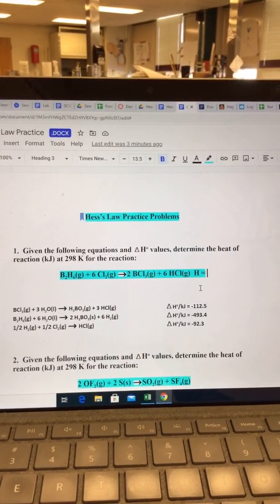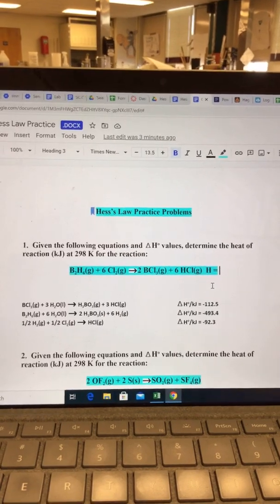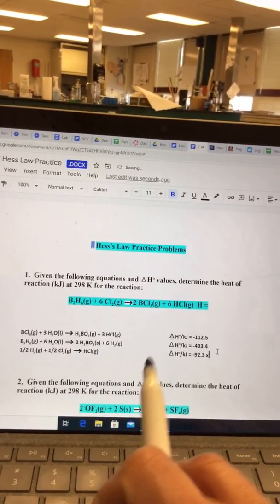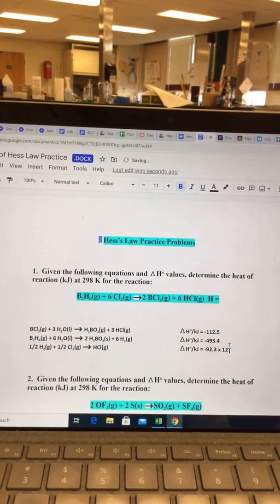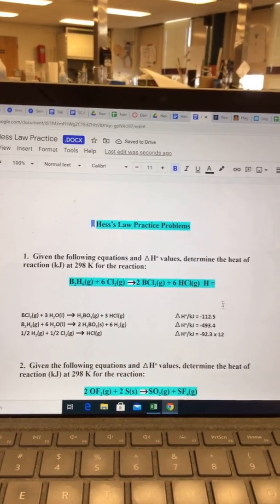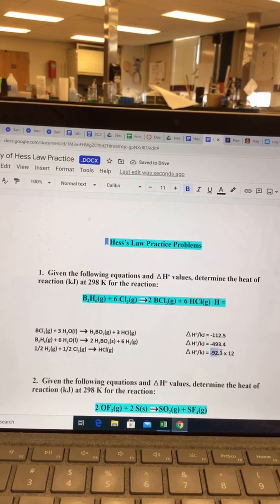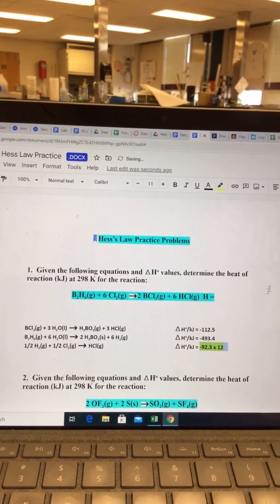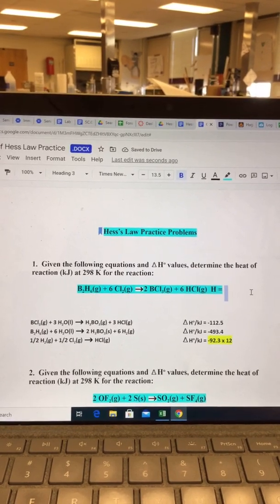I hope you're saying to yourself 12. So what we're going to do is multiply this equation by 12. When we do that, we type it into the heat value. I need to make the change to the heat value. I'm going to highlight it so that we remember what we did.